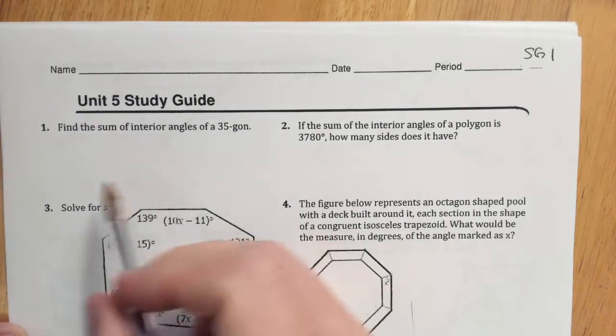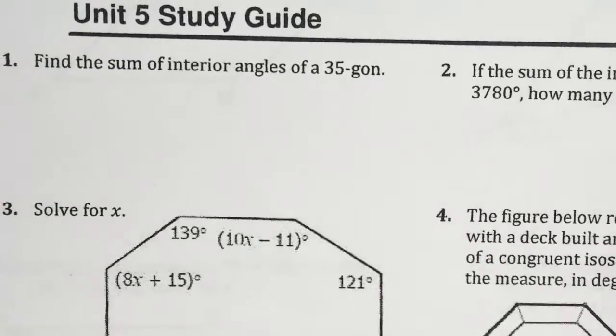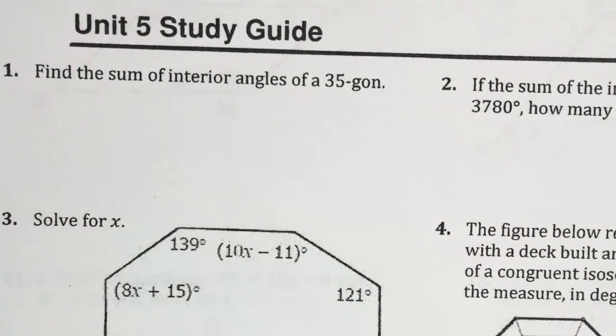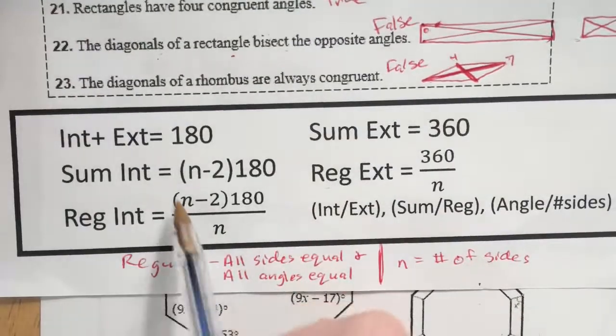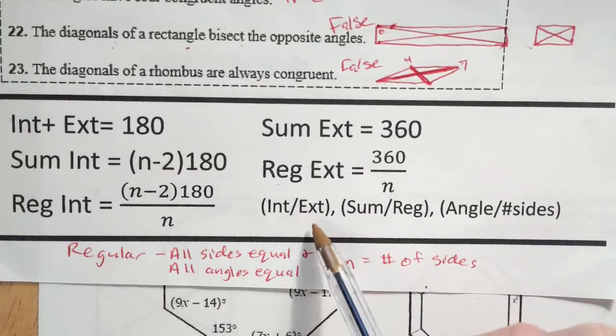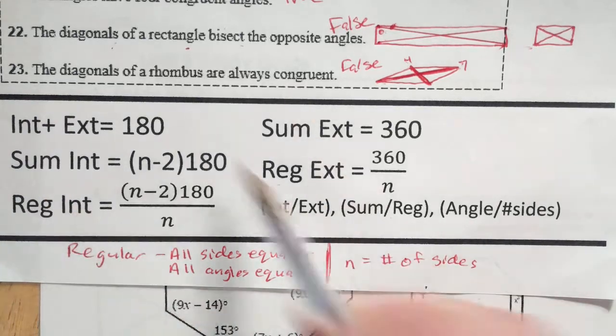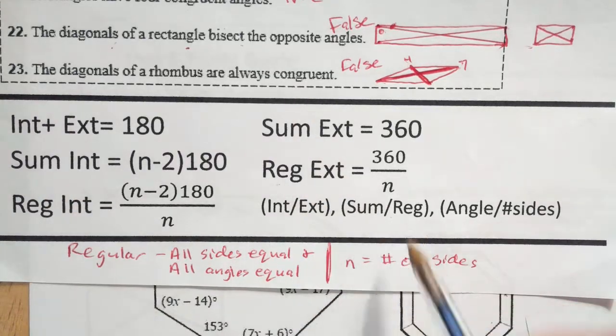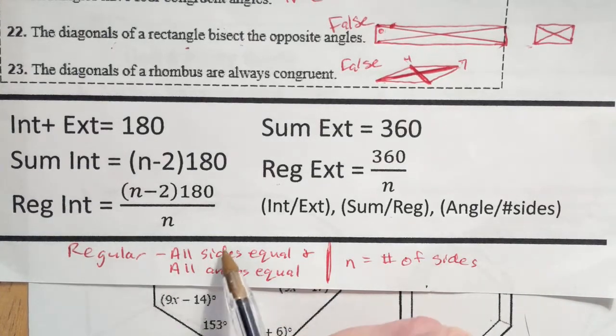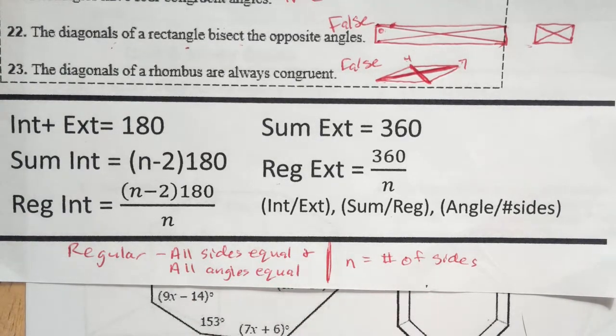First of all, let's go ahead and do number 1. Find the sum. That would be at the bottom of page 3, where we have these little notes: interior, exterior, and here are the steps. Ask yourself, is it interior or exterior? That would narrow it down to 2 choices. Is it sum or regular? And did they give you the angles or sides? Please remember, regular means that all sides are equal and all angles are equal, and n is the number of sides. If you don't have that written down, write it down now.